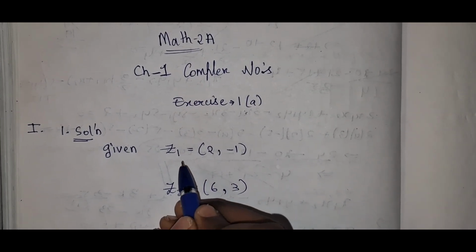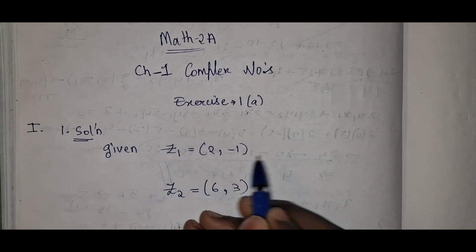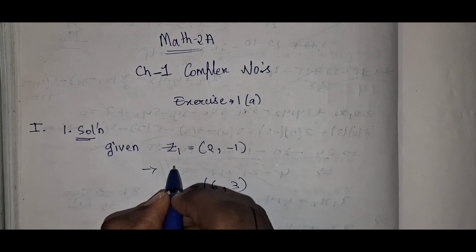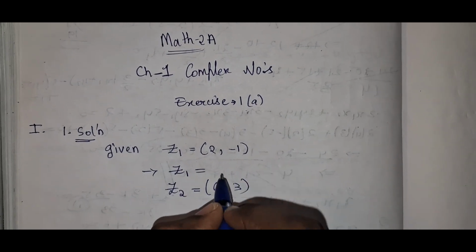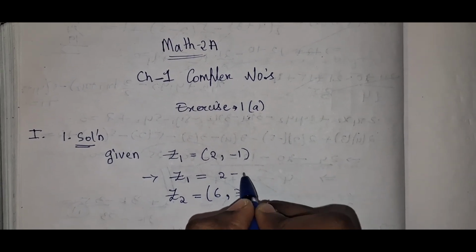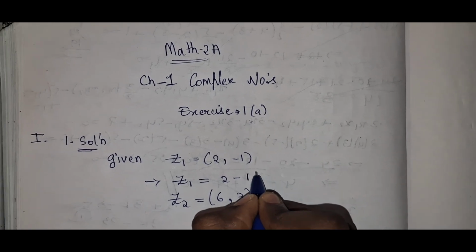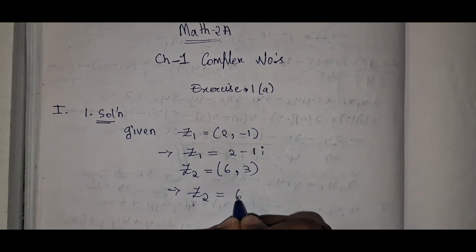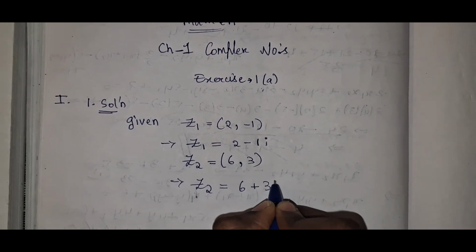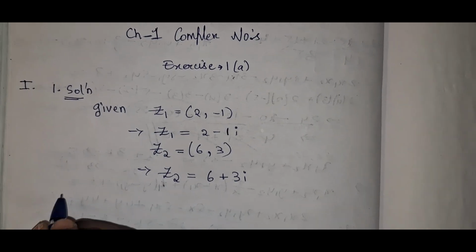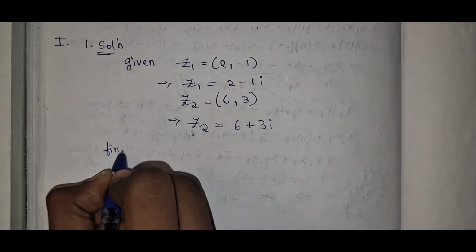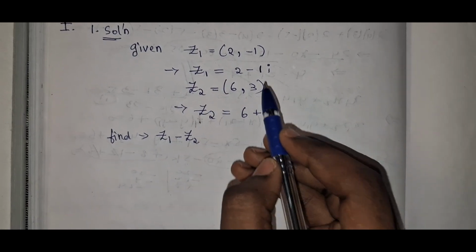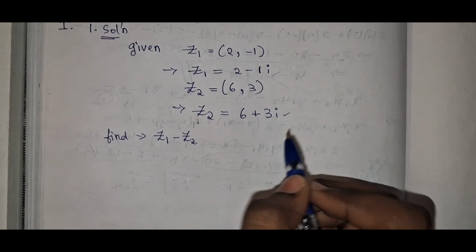First we will convert Z1 and Z2 into the form of a complex number, that is in the form of x plus iy. So if we convert this, we get Z1 is equal to 2 minus 1i, and if we convert this, we get 6 plus 3i. Now we need to find Z1 minus Z2. So we will consider these complex number forms.